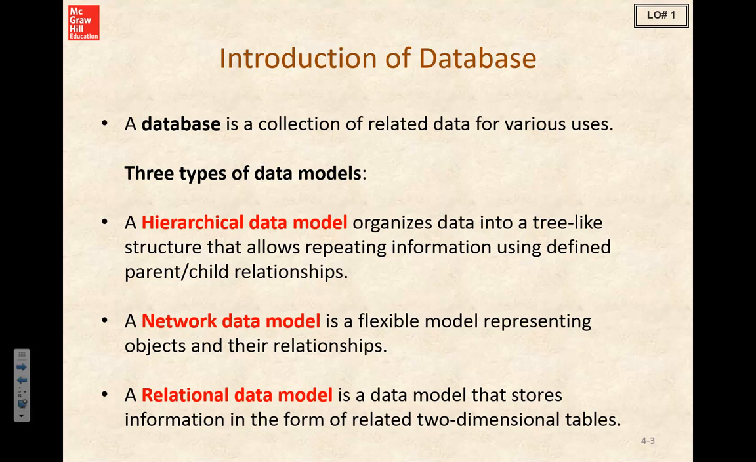You can also have a network data model, which is a flexible model representing objects and their relationships. Network data, on the other hand, can have multiple parent and child records. Also, we could have a relational data model, and that is a data model that stores information in the form of related two-dimensional tables. Relational data models allow designers and users to identify relationships at the time the database is created or after the fact. And that's what we'll be taking more of a look at.